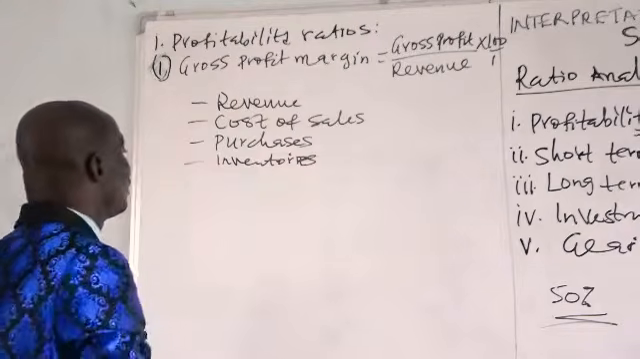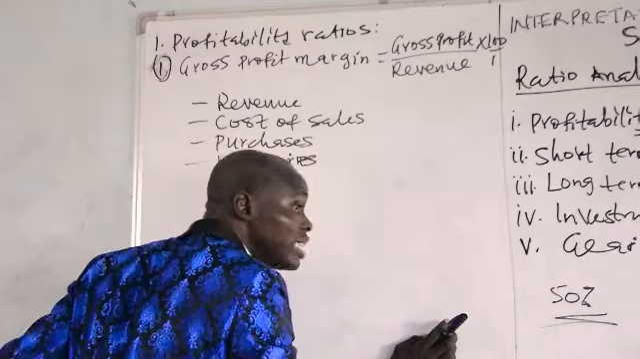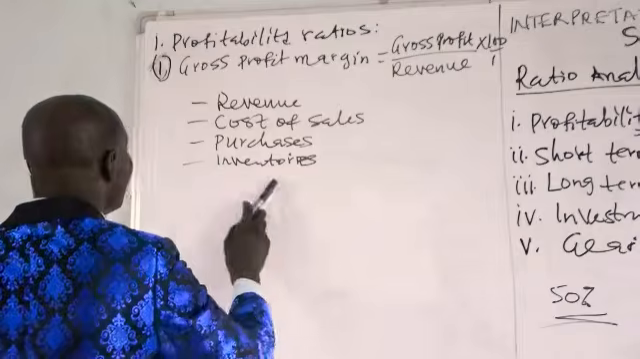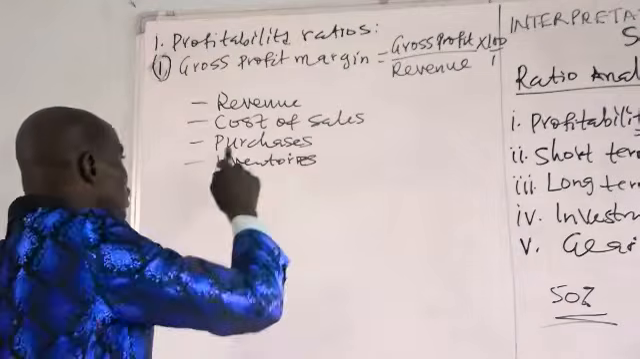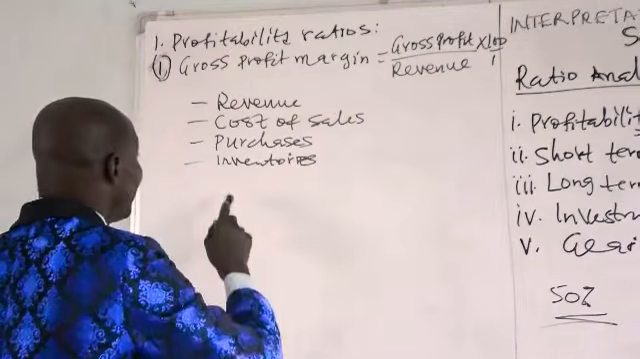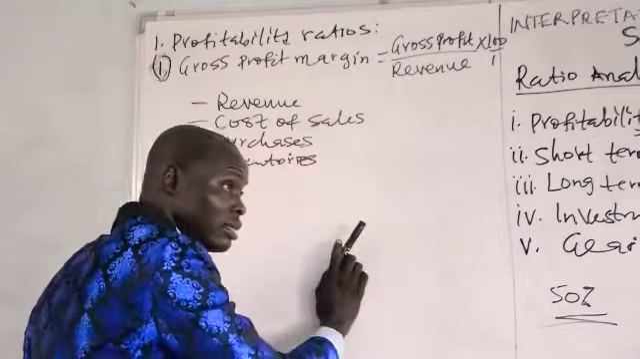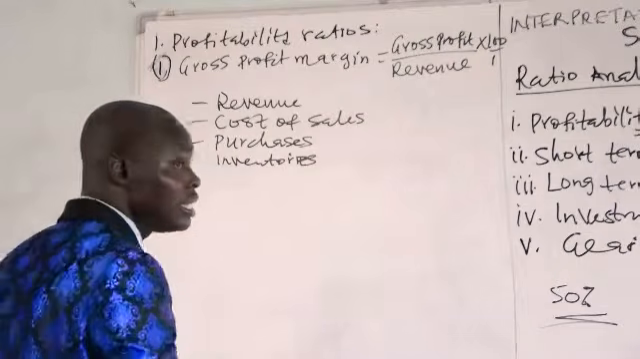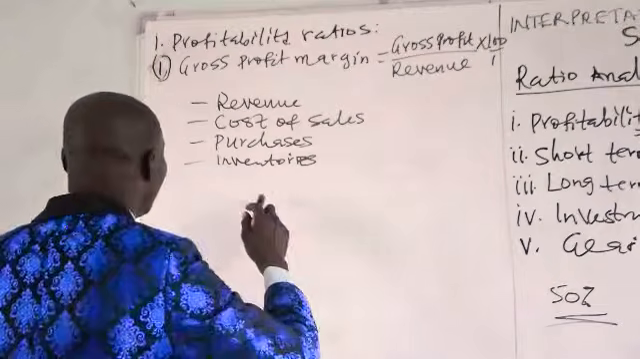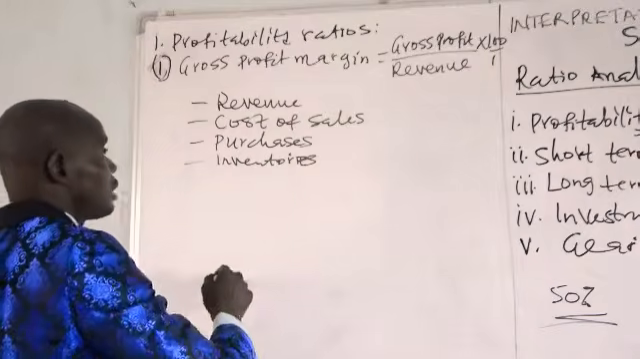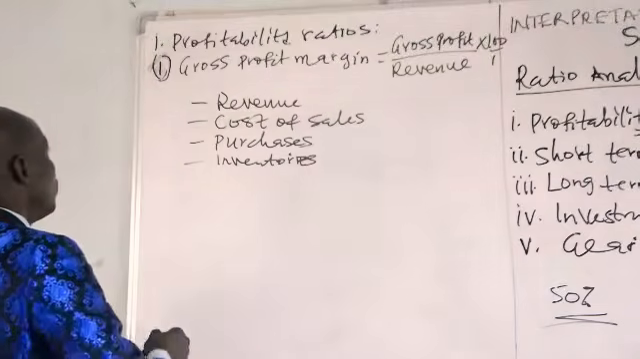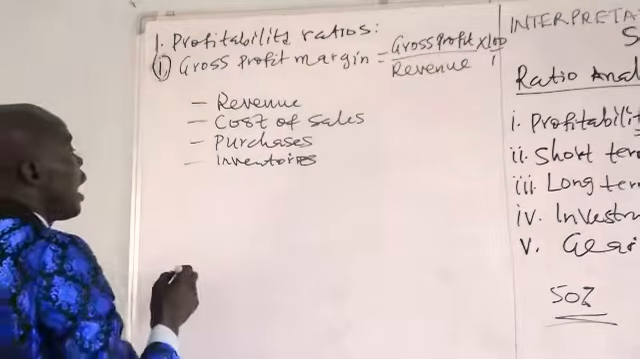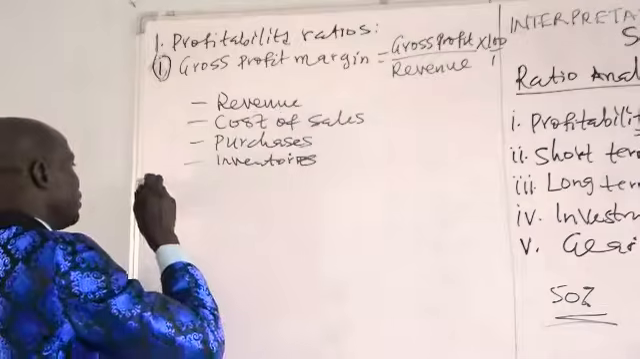If an entity is dealing in slow-moving items of inventory, that means their closing inventory will be higher, which will go a long way in reducing the cost of sales. Where their inventory cannot easily be realized, realized means to sell, where their inventory cannot be sold easily, the closing inventory will be very high, leading to a reduction in cost of sales. So you look into all those variables. That is gross profit margin.